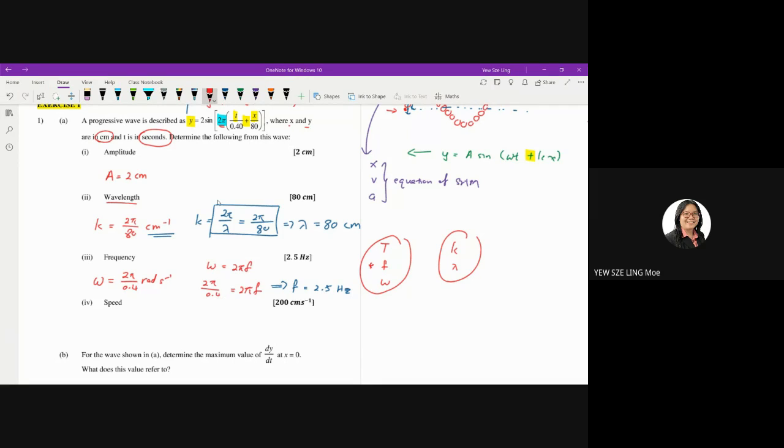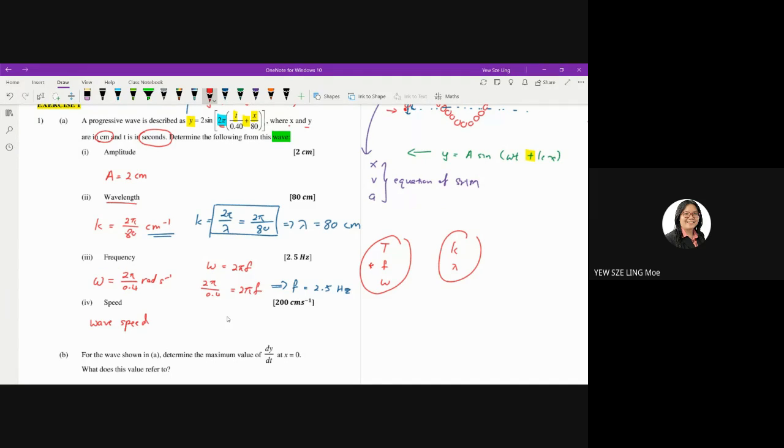Then you go back to the main question. If you look at the main question, it asks you to determine the following from the wave, which means the question is asking for wave speed. So for wave speed, you don't have to use the equation from chapter 9. The equation from chapter 9 is for the speed of particles, at different times and different positions.